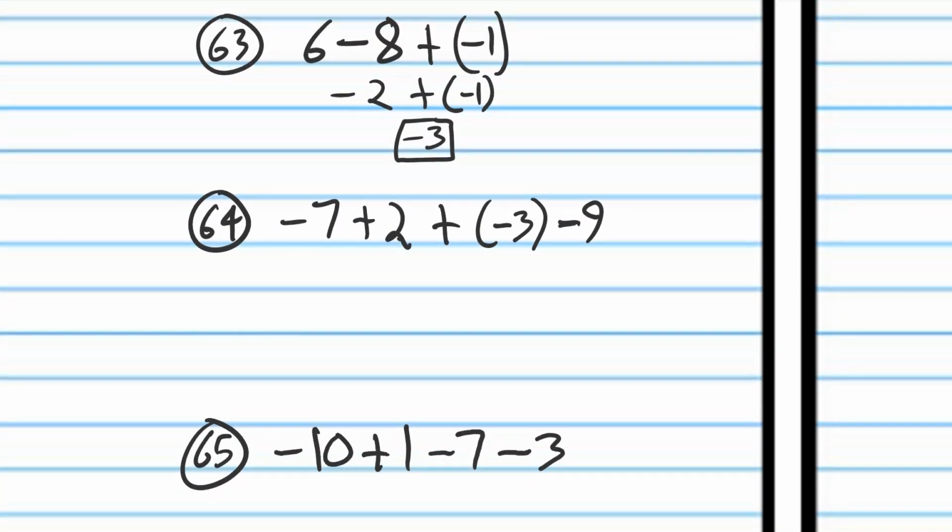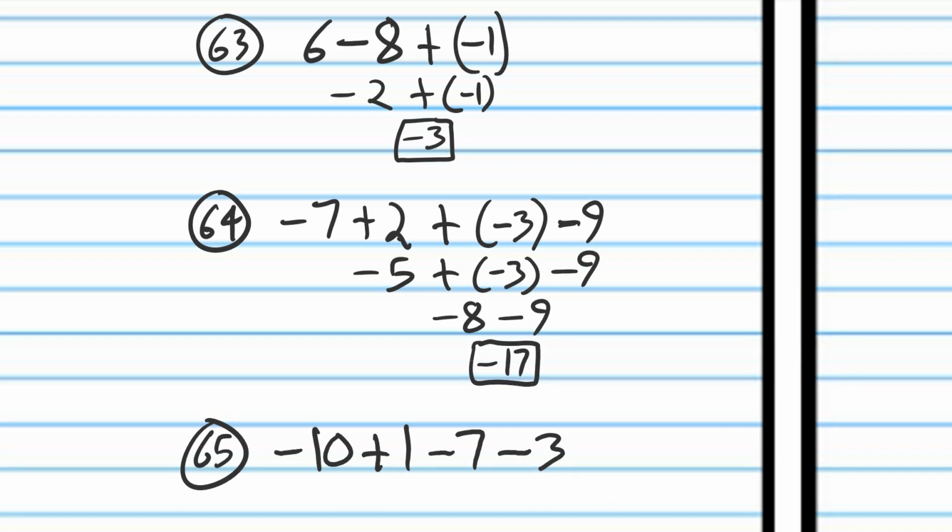All right, try 64, and when you come back, we'll do it together. All right, we're back. Negative 7 plus 2 is negative 5. Negative 5 plus negative 3 is negative 8. And negative 8 minus 9 is negative 17. So if you got negative 17, very good. I'm proud of you. If you didn't get the right answer, that's okay. Just figure out where you went wrong and go back and fix it.